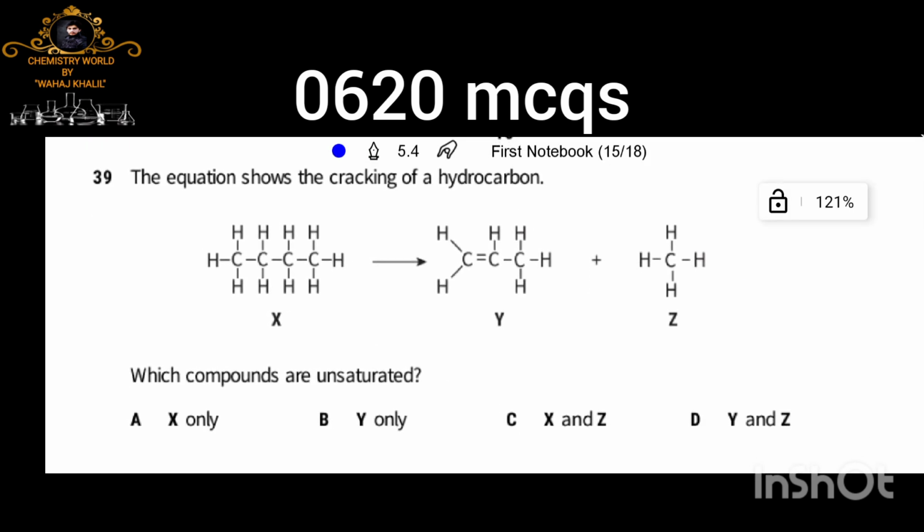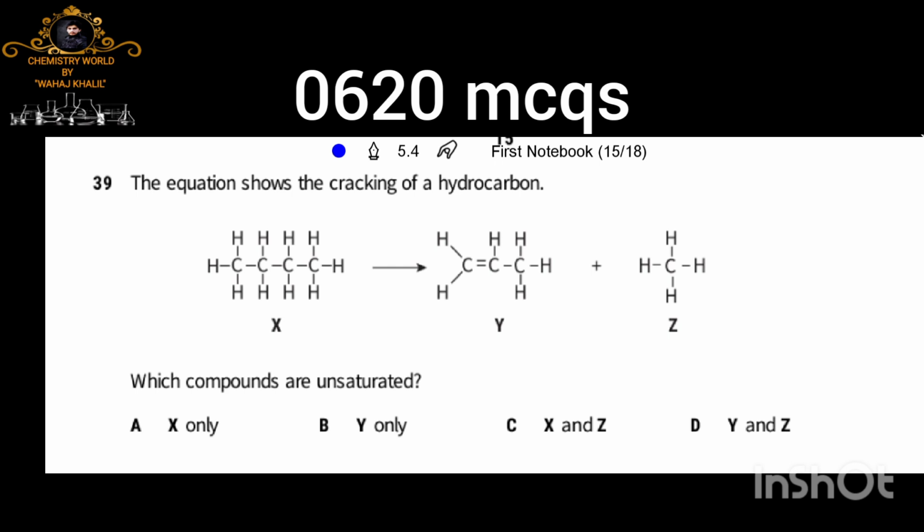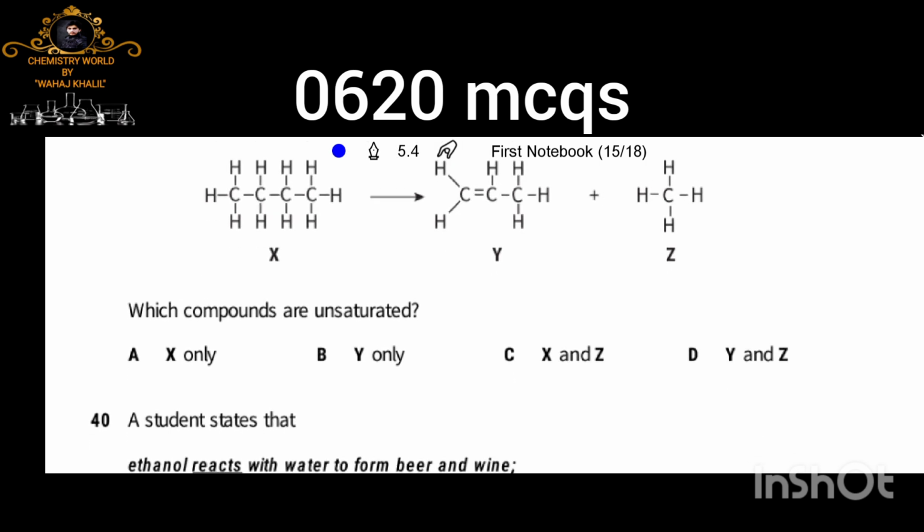MCQ number 39. The equation shows the cracking of a petroleum fraction. As we have learned, cracking is the breaking of chains for our benefit. The cracking produces Y and Z. Which compounds are unsaturated? Unsaturated means a double bond is present in the compound. So it is a double bond in Y only. So option B is correct.